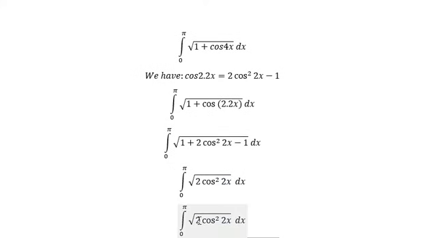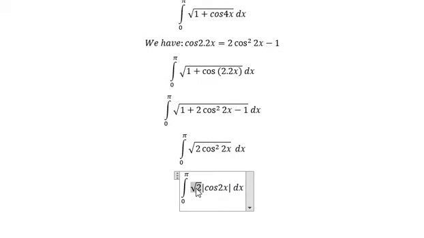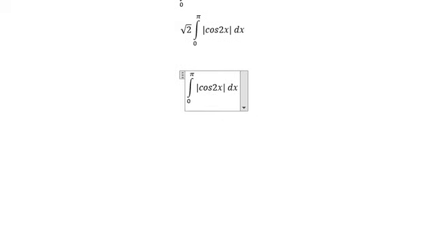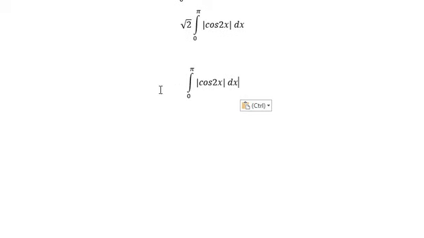The square root of 2 cosine squared 2x, you will get the square root of 2 and the absolute value of cosine 2x. Now I will put the square root of 2 outside here. Now I just concentrate on this integration. So now I will show you the technique how to answer this one.